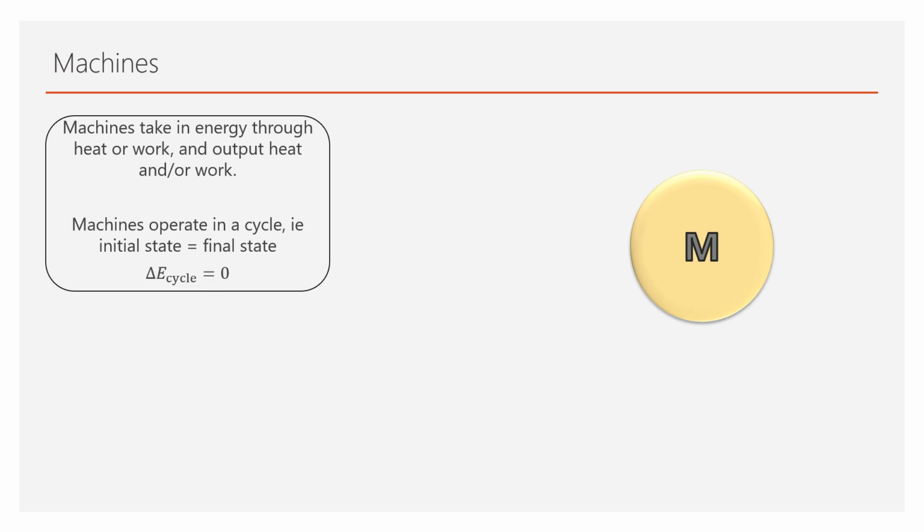Energy is a function of state. If the state doesn't change over the course of a cycle, that means that there is no change in energy over the course of a cycle.